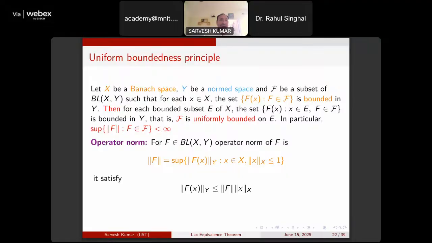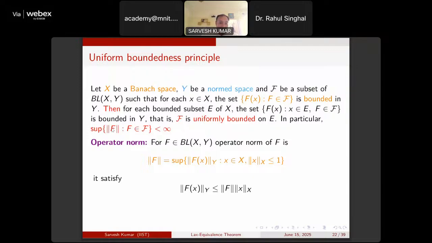Then you might have heard about the uniform boundedness principle. Today we will see a real application of this principle, which we have seen in the course of functional analysis. It says: suppose X is a Banach space and Y is a normed space, and F is a subset of all the bounded linear operators from X to Y. If this set is pointwise bounded, then F is uniformly bounded. This is what the uniform boundedness principle says.